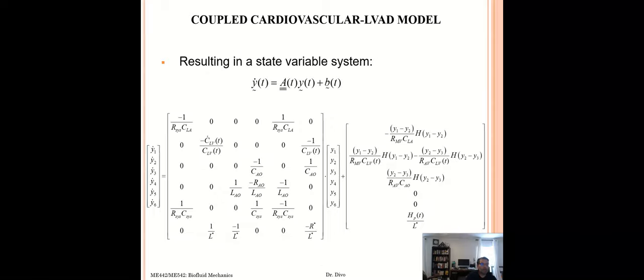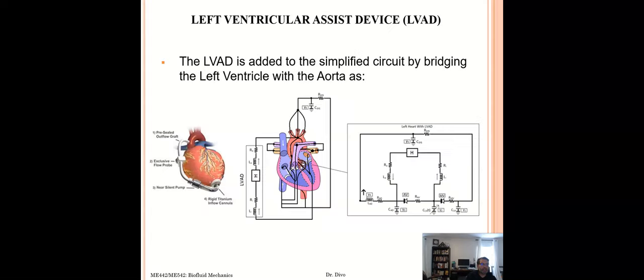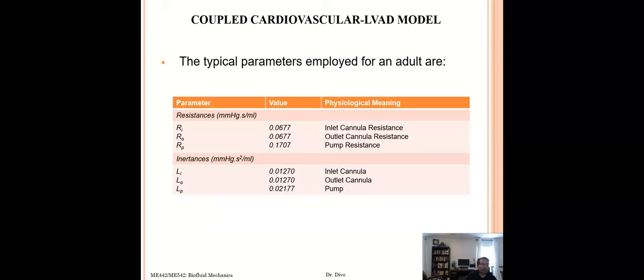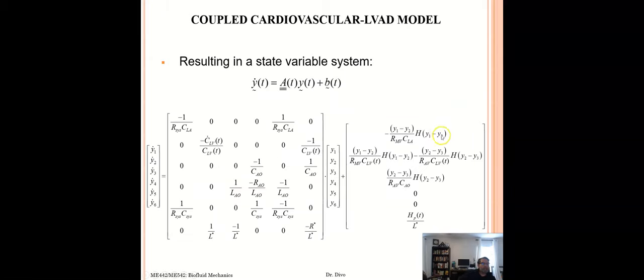Before, in the original set of equations, let me go back to the original set of equations, this one, we had nonlinearities induced by the diodes, by the valves, okay? Because we have Y1 and Y2 multiplying a function of Y1 and Y2. Technically, that's a nonlinearity. But this function H is a step function. It's either 0 and 1. So we actually avoided those nonlinearities by switching the system between open valves and closed valves and altering what the matrix looks like. So moving stuff from this vector over back to the matrix, depending on what the state of this valve is, 0 or 1.